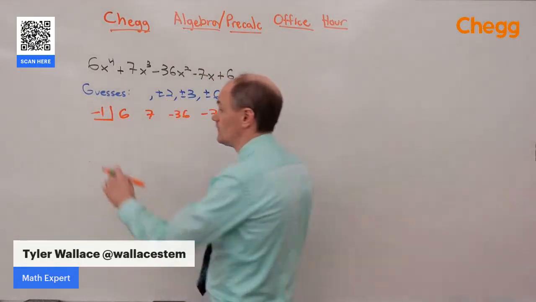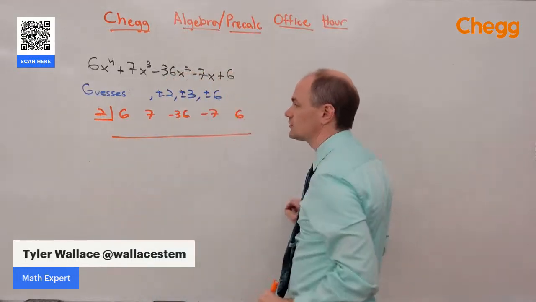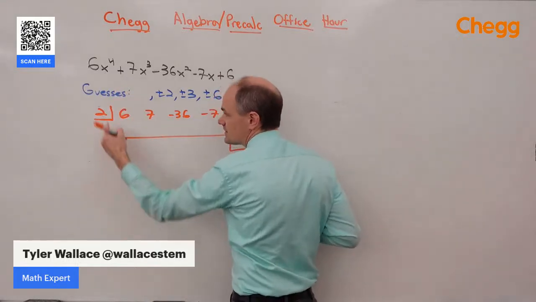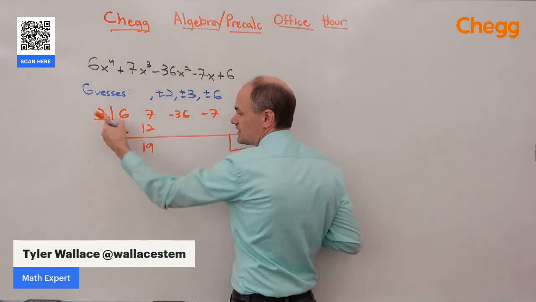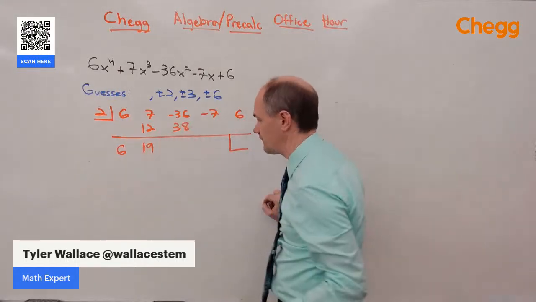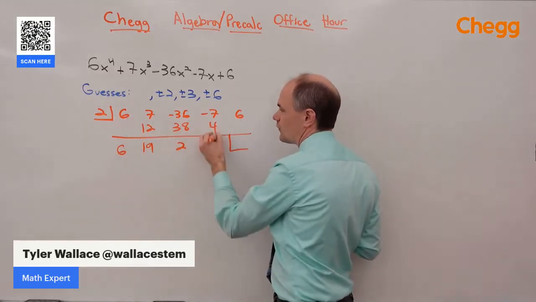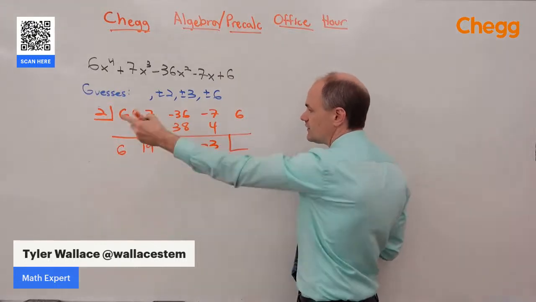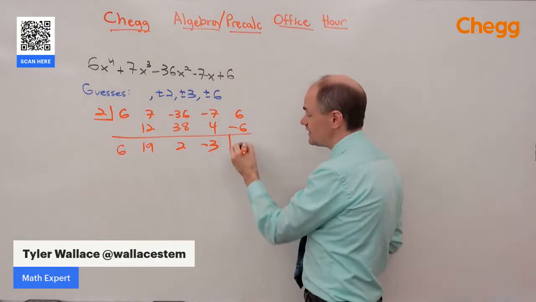Let's try 2. That's the problem when I grab a problem randomly. We don't know what we're going to end up with here. Trying 2. Hopefully get 0 in the bottom corner. Bring the 6 down. 6 times 2 is 12. 12 and 7 is 19. 19 times 2 is 38. 38 minus 36 is 2. 2 times 2 is 4. 4 minus 7 is negative 3. Negative 3 times 2 is negative 6. Negative 6 and 6 is 0.